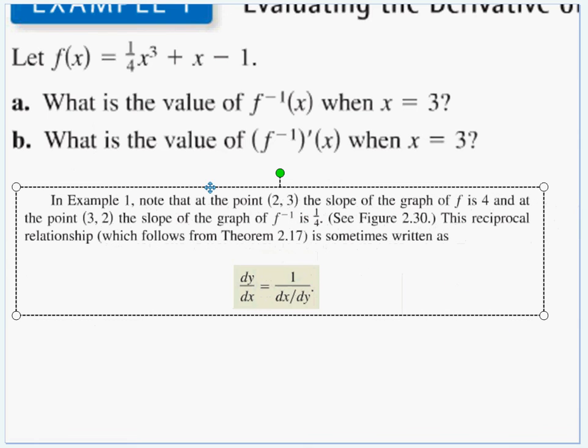In example 1, note that at the point (2, 3), the slope of the graph is 4. At the point (3, 2), the slope of the inverse is 1/4. The reciprocal relationship is sometimes written like this: dy/dx equals 1 over dx/dy. I guess they're just inverting that Leibniz notation.